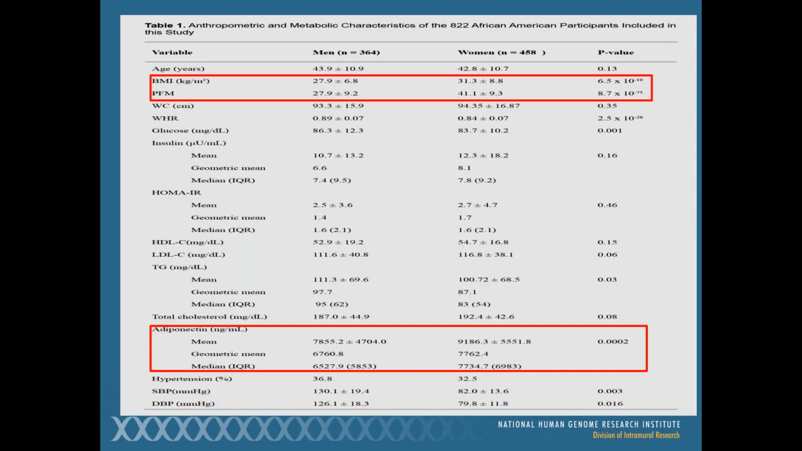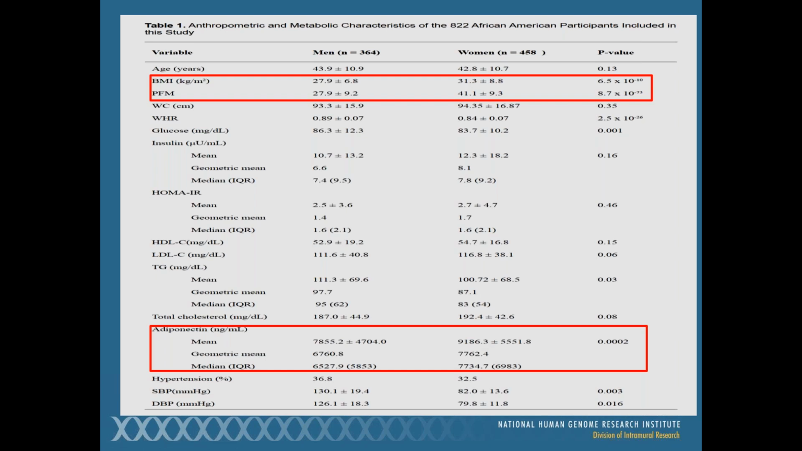So this is just to show you basically the characteristics of this individual. You can see that the main difference between the genders is that women tend to be more obese compared to men, but they actually tend to be healthier, as you can see in the level of adiponectin.